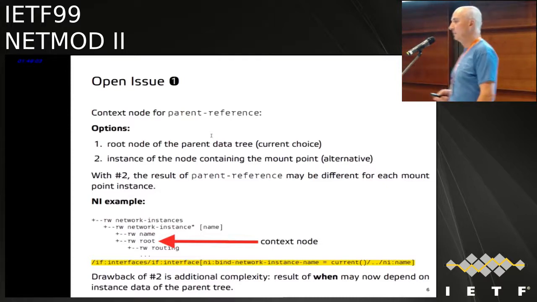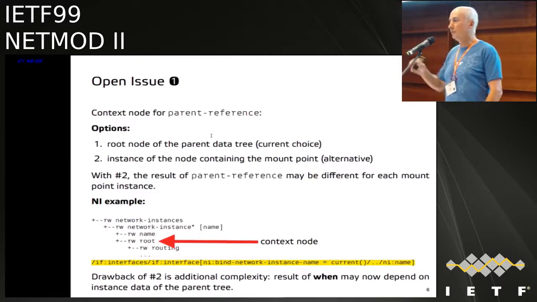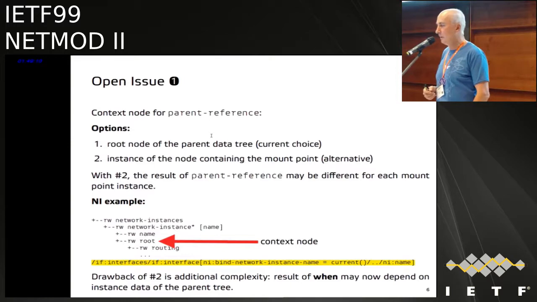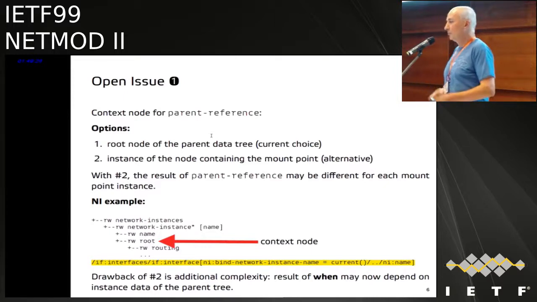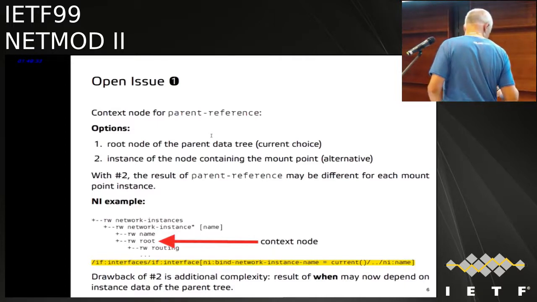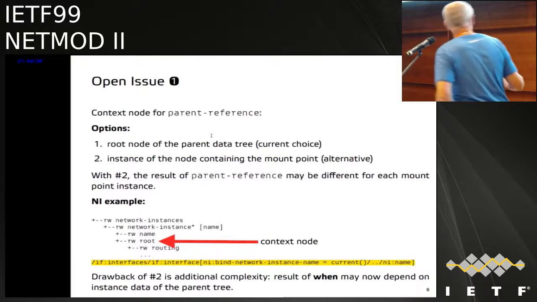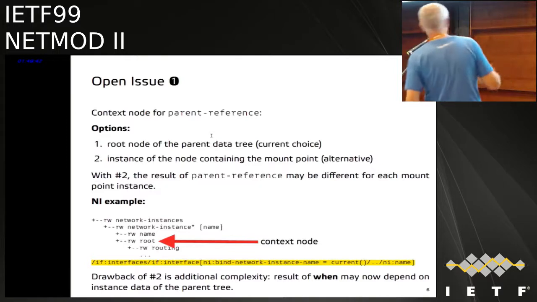But let's start with that context node. So as I said, currently the context node is the root node of the parent data tree. Another option that I believe Martin Bjerklund proposed was to use the node containing the mount point. So this alternative, of course, would have the advantage that if you look at that example here, yeah, the red.